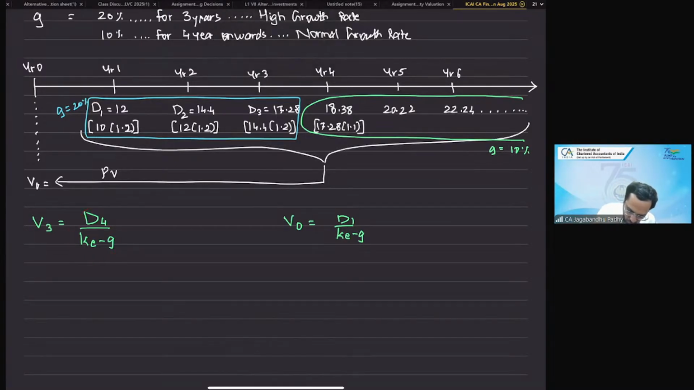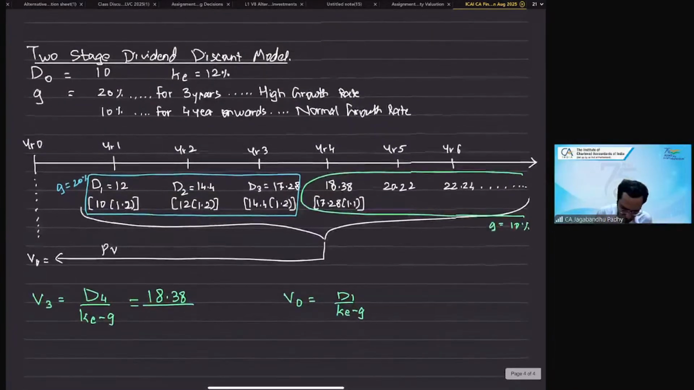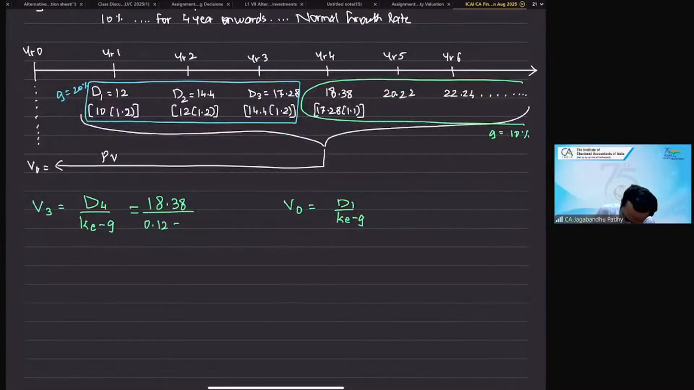So can you tell me what will be the value of the company in year 3? We know what's the D4, right? Fourth year dividend is 18.38 upon KE. What is KE? Cost of equity. Let us say the cost of equity was 12%, and the growth rate is 0.1. So what's the value of the company in year 3? $919.